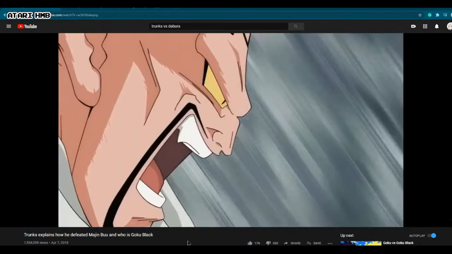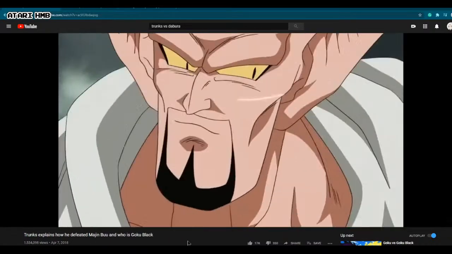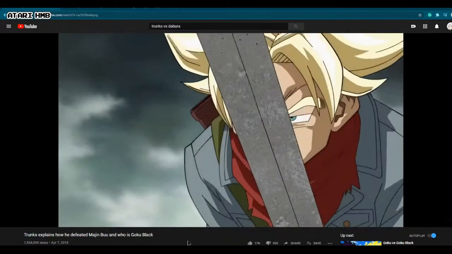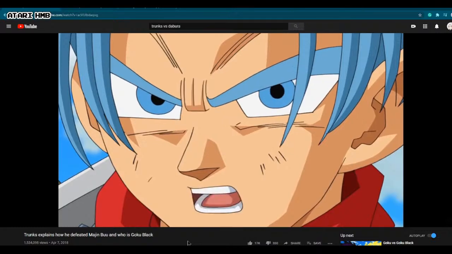So Trunks is Super Saiyan 1. It was a tough battle and I barely made it. But I was lucky. Supreme Kai warned me and helped me fight.